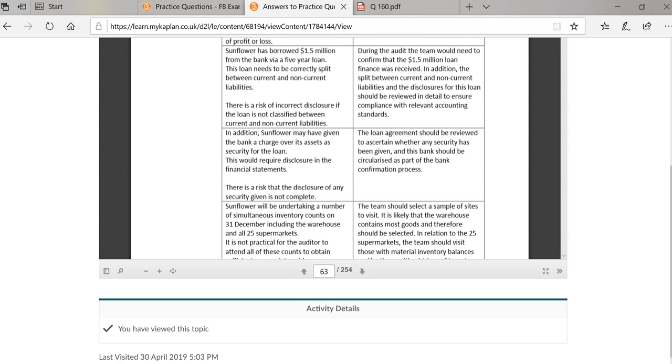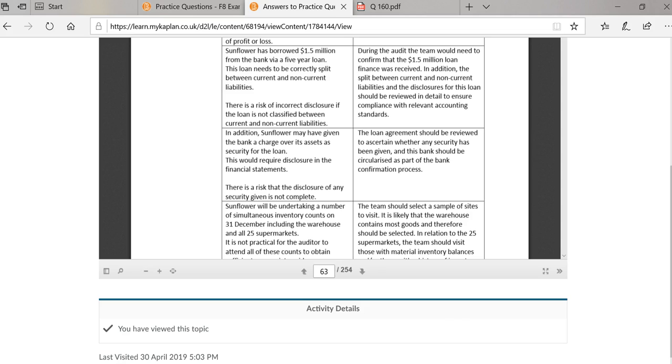Sunflower borrowed this, like you said, correctly split it. Disclosure, if it's not classified. Confirm the split and the disclosure. So we can see there everything we just finished talking about. Again, you talk about this fact about giving it a charge. Disclosure, important. We must disclose any security. And yes, of course, the loan agreement should be reviewed and circularized as part of the bank confirmation process.